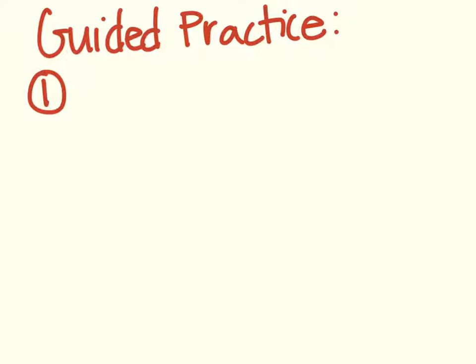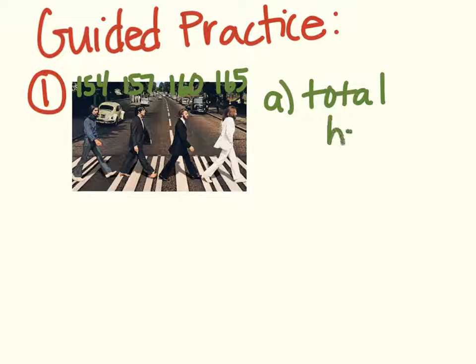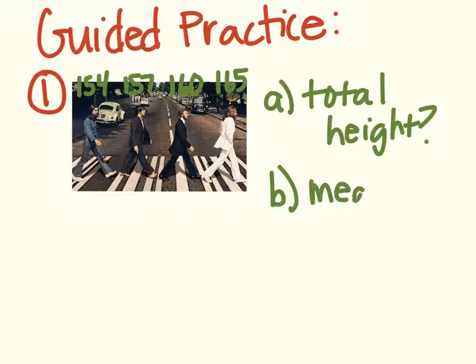Now let's complete 2 guided practice problems in which you'll find the mean on your own. 4 boys have heights of 154 centimeters, 157 centimeters, 160 centimeters, and 165 centimeters. What is the total height of the 4 boys? So part A will be total height. And part B is the mean height. Press pause while you work this out, and when you come back, we'll move on to number 2.